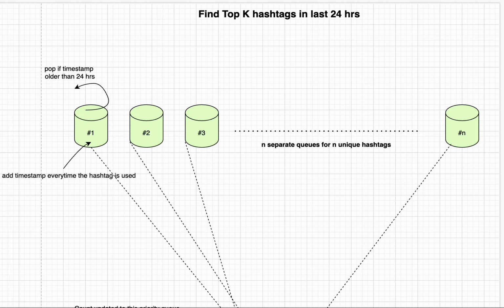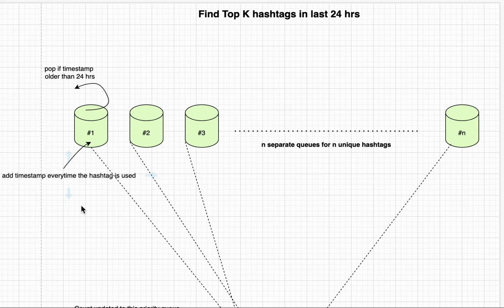Suppose you have n unique hashtags. We will start off by creating n separate queues so that each hashtag has its own queue. This queue will store the timestamp of when that hashtag was used. Any time a hashtag is used, we'll add that timestamp at the end of the queue for that hashtag.